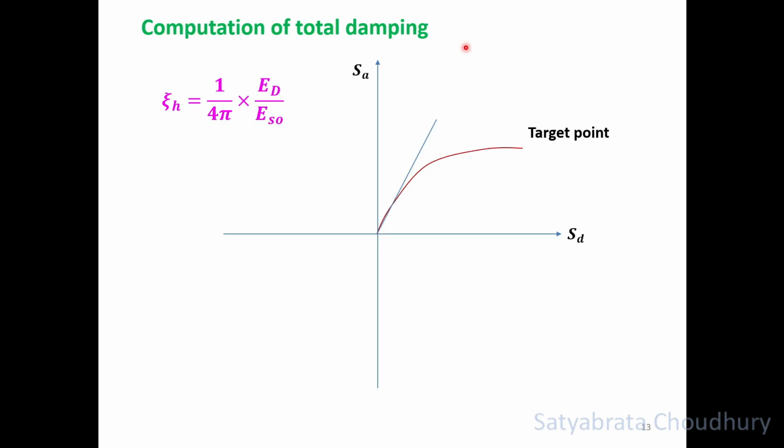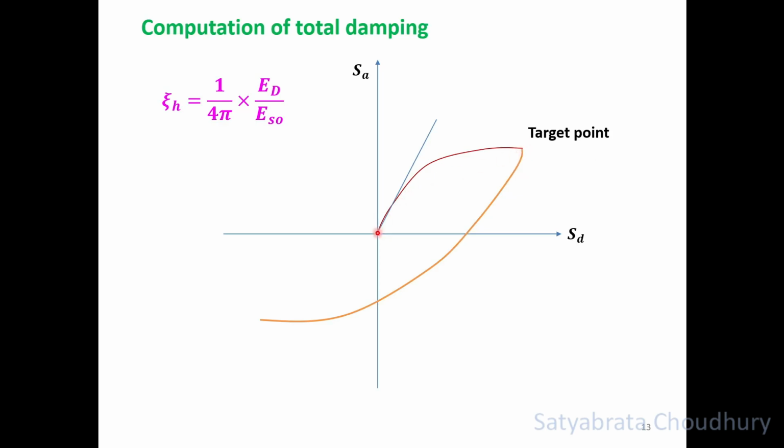So the question arises how to get the damping out of the damage. This is discussed here. From dynamics we know this expression. Hysteretic damping is given by this formula, 1 by 4 pi Ed by ESO. Ed is the energy dissipated in the hysteresis, and ESO is the strain energy stored in the system. So we have taken a plot between Sd and SA, and this is our target point we have selected.